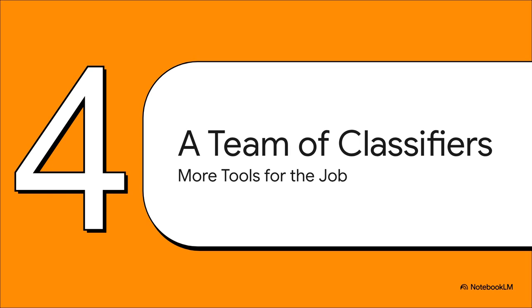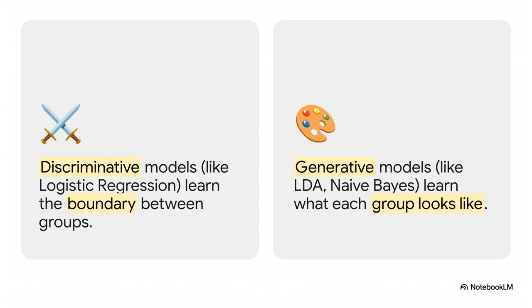Okay, so logistic regression is a fantastic tool, but it's not the only tool in the toolbox. It's much better to think of these different classification models as a whole team of specialists, where each one has a unique skill set and a totally different way of looking at the problem. And this team is basically split into two camps with two different philosophies. First, you have discriminative models, like the logistic regression we just met. They are obsessed with finding the boundary, that perfect dividing line between the groups. Then you have generative models. They do something totally different. They try to learn the story of each group, what a defaulter looks like, what a non-defaulter looks like, and then they classify a new person based on which story they fit into best.